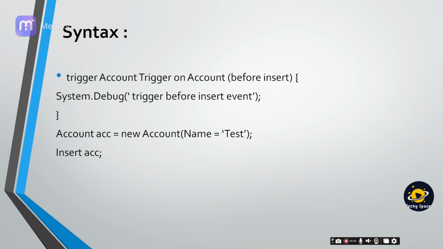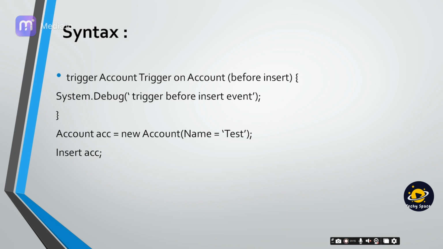Next is System.debug with the message trigger before insert event. This line is a debug message to the Salesforce debug logs. It will print the message trigger before insert event when the trigger is executed. Next is Account acc equals new Account with the name equal to test. This line creates a new instance of the account object and assigns it to the variable acc. The name field of the account record is set to test.